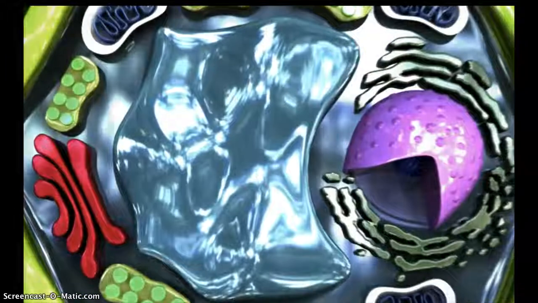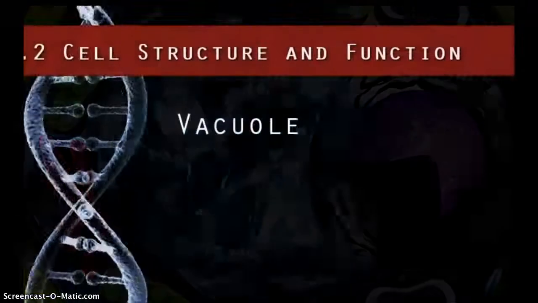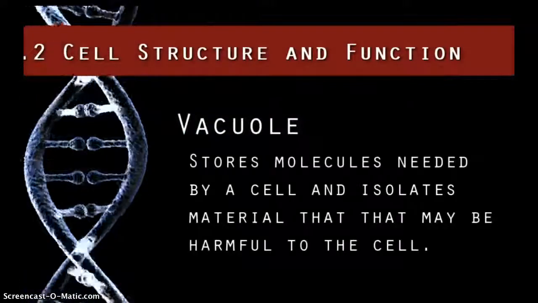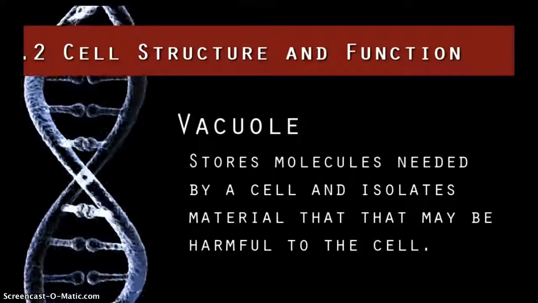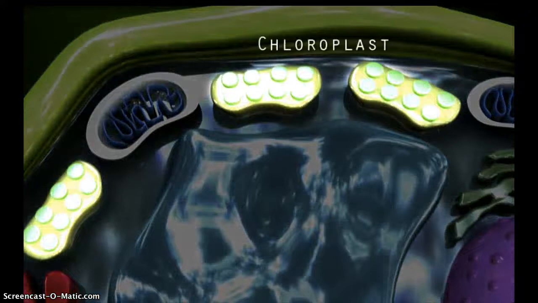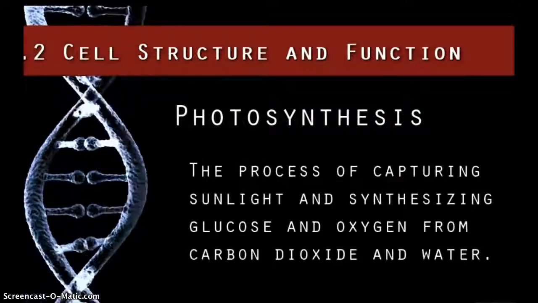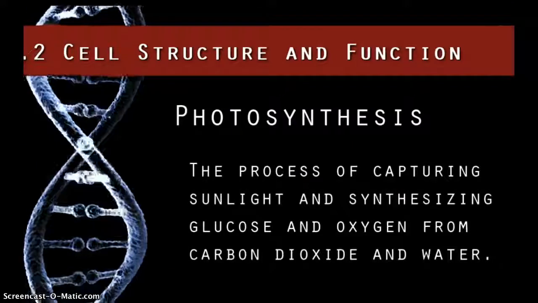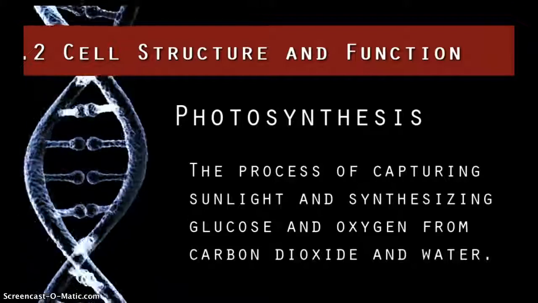Secondly, there is often just one large central vacuole found in plant cells, whereas animal cells have a few small ones. The vacuole stores molecules needed by a cell and also isolates material that may be harmful to the cell. The final difference is plant cells have an additional organelle called a chloroplast. The chloroplast is the site of photosynthesis in a plant cell. Photosynthesis is the process of capturing sunlight and synthesizing glucose and oxygen from carbon dioxide and water.